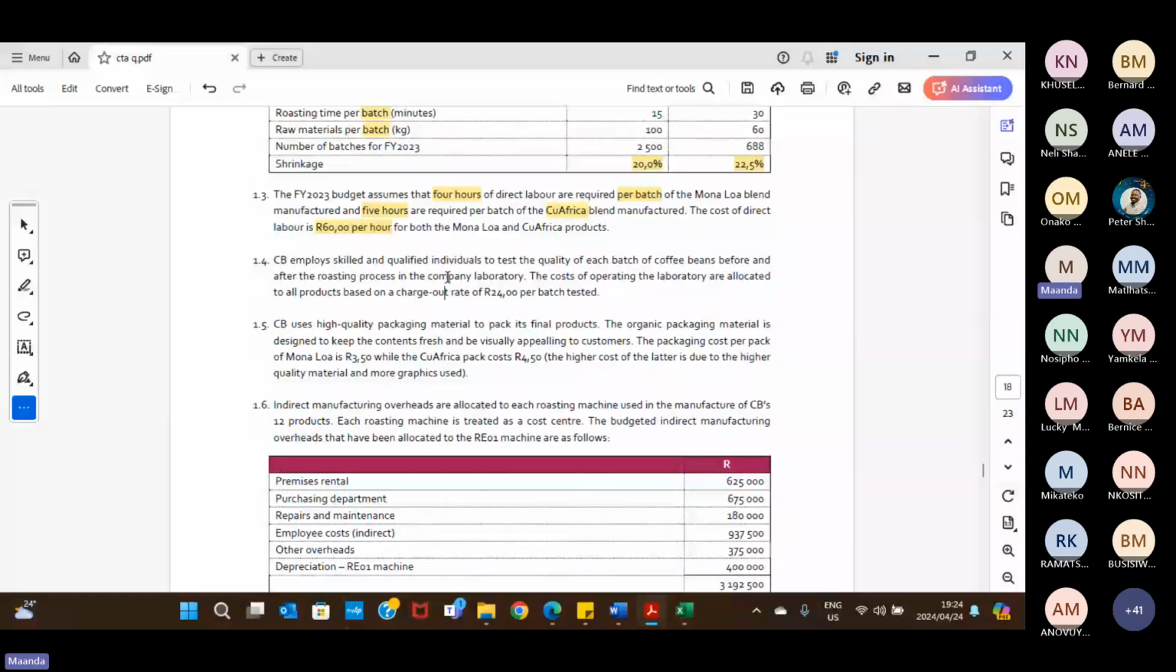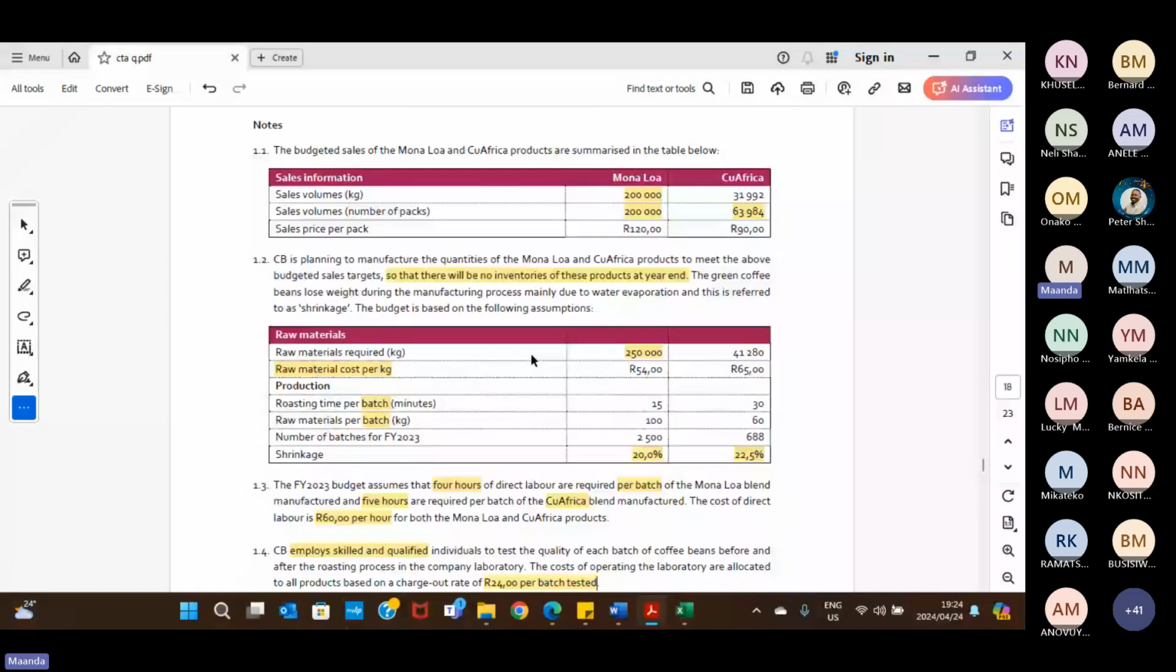And then after the roasting process in the company, so we employ them already, right? So they're in our books, we're paying them. The cost of operating the lab are allocated to all products based on the charge out rate per batch of 24. So they gave us already what we are allocating this with. Then it's fine. So per batch, I know this is then 60 because I multiplied it with the total number of batches that are there.